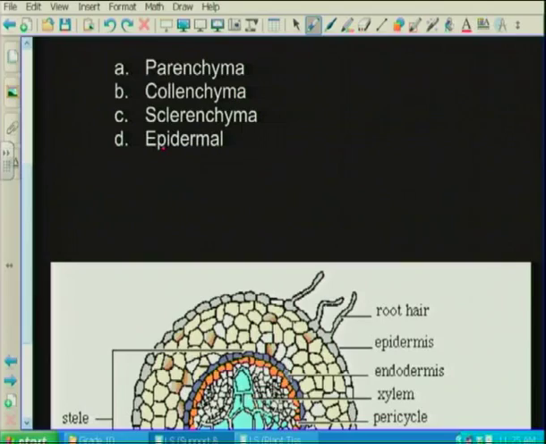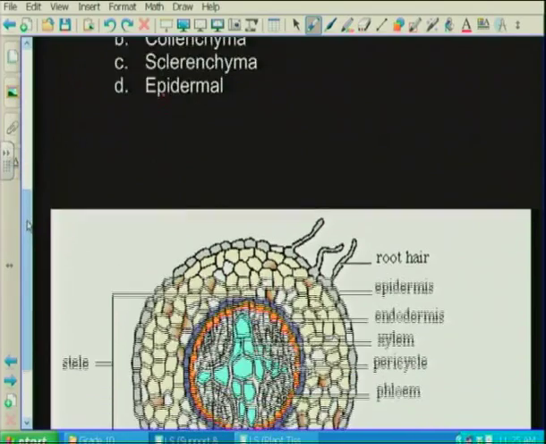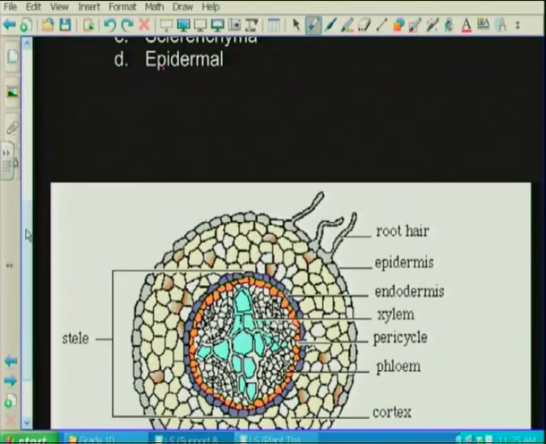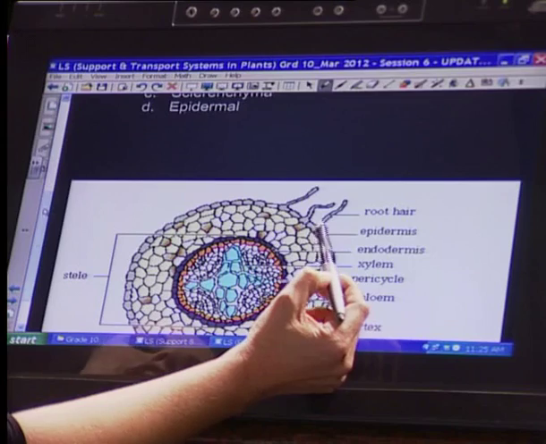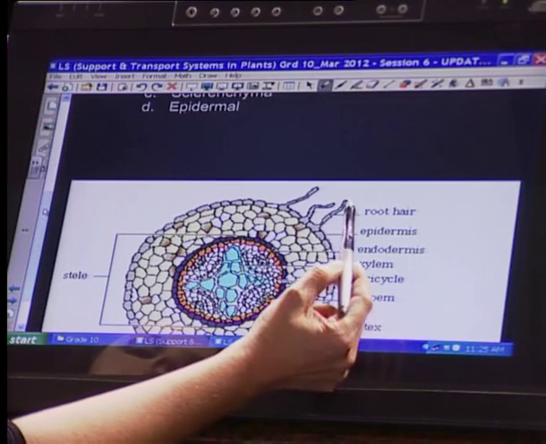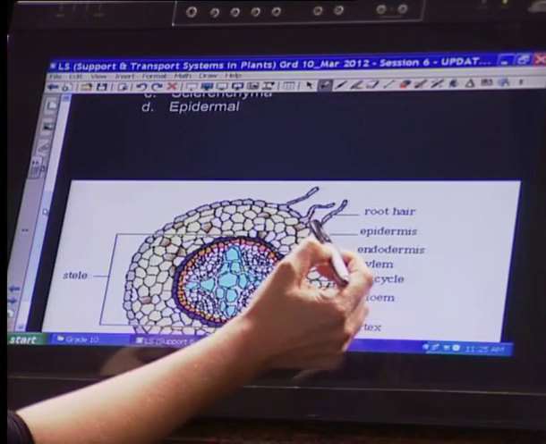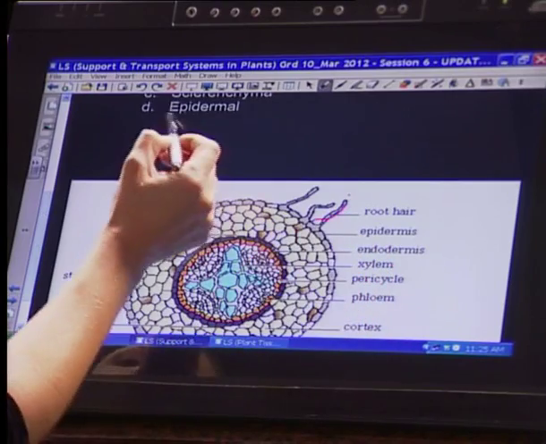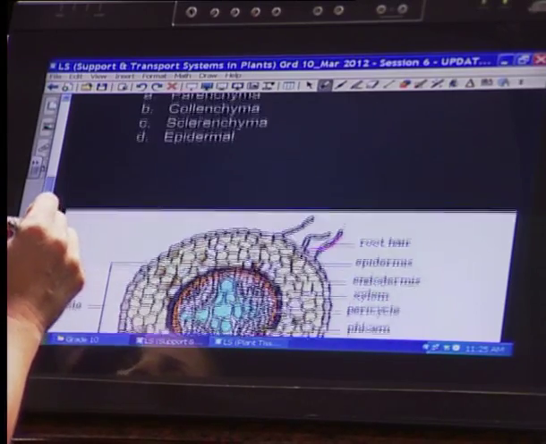So let's go look. Again, you have your epidermal cells. Your epidermal cells are right on the outside, and this is to protect the inside, and also root hairs form from your epidermal cells. So the moment I think that root hairs can form from epidermal cells, we know it's living.